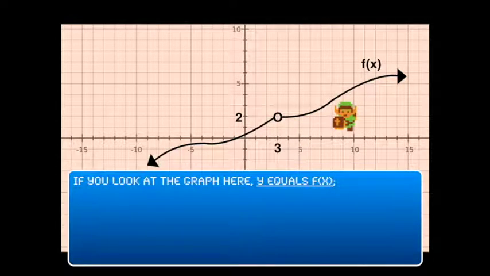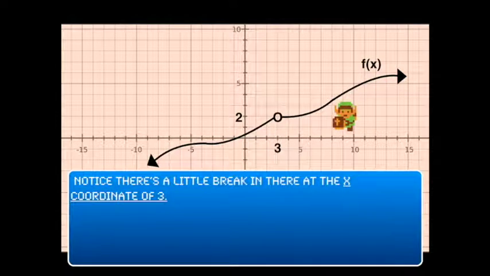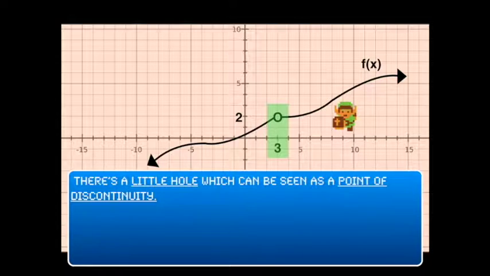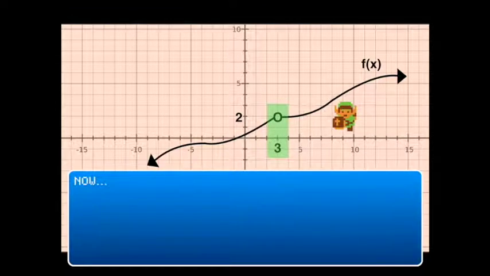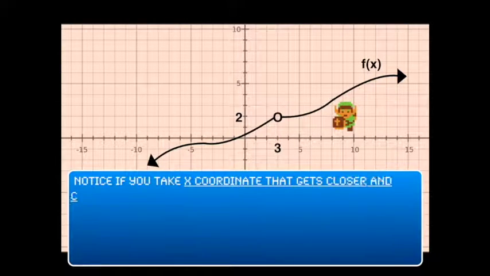If you look at the graph here, y equals function of x, notice there's a little break in there at the x coordinate of 3. There's a little hole which can be seen as a point of discontinuity. Now, notice if you take x coordinate that gets closer and closer, say to x equals 3.